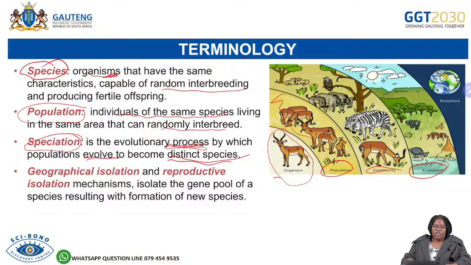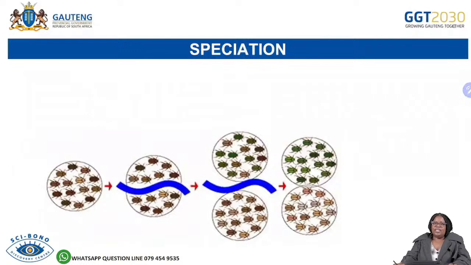Okay? Now, geographical isolation and reproductive isolation mechanisms isolate the gene pool of a species, resulting in the formation of what? New species. All right? Okay, let us look at speciation. Remember, it is a process. Now, when we talk about the process here, organisms are going to evolve. When they evolve, they will end up giving what? New, distinct species. All right?